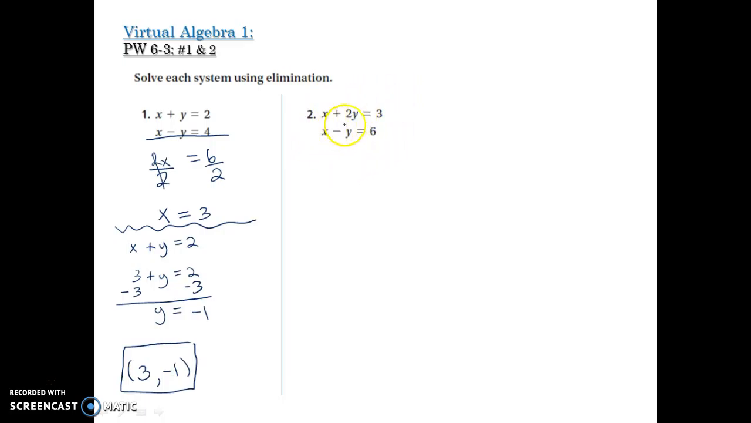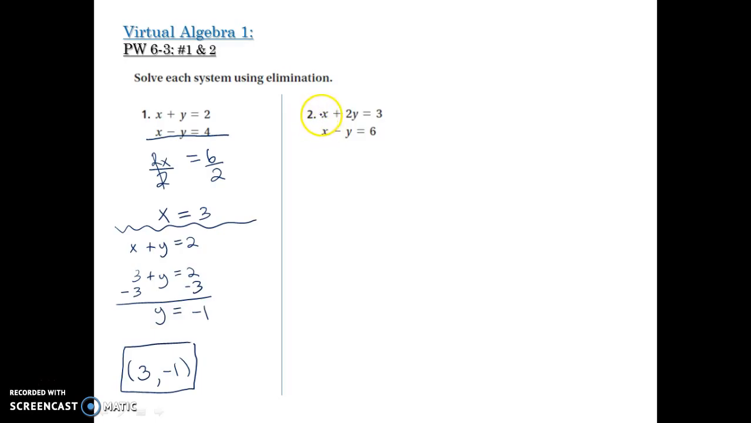So now on number 2, we're not set up right away for elimination. If we were to just add straight down, we would get x plus x is 2x, 2y minus y is y, so plus y, and then 6 plus 3 is 9. Now there's not anything wrong about that, but it didn't eliminate a variable, so it doesn't get us any closer to our answer. So what we need is the coefficients of one of these variables to be opposites.